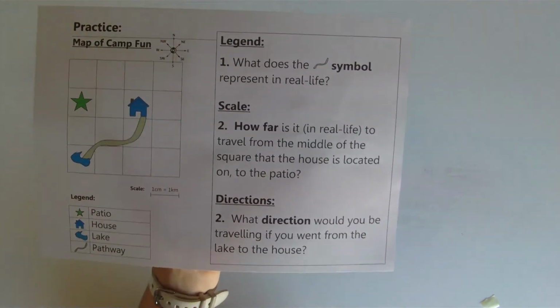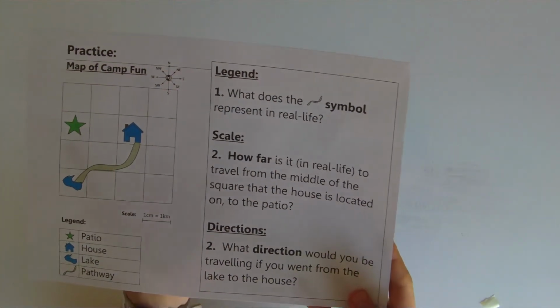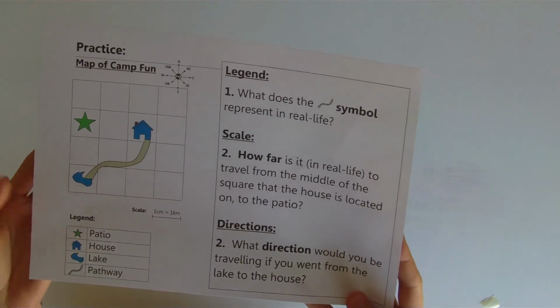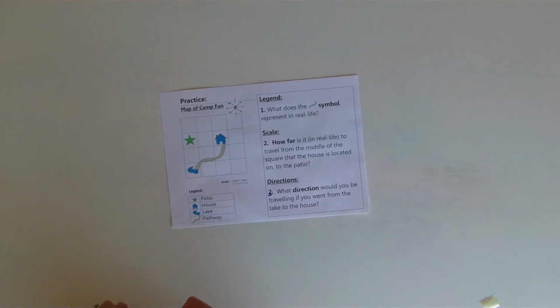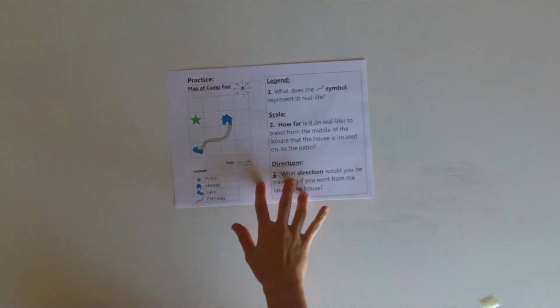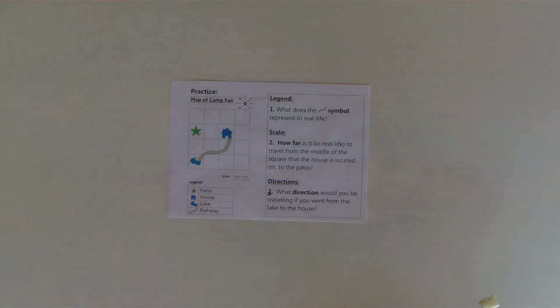And then question 3, what direction would you be travelling if you went from the lake to the house? Have a go at these questions here, and remember to pause the video to do so and record your answers on your homework sheet.